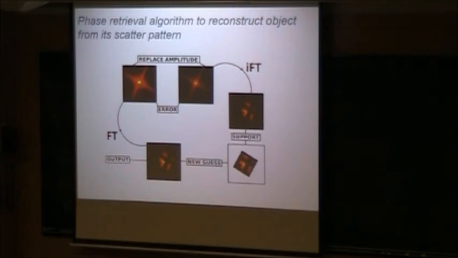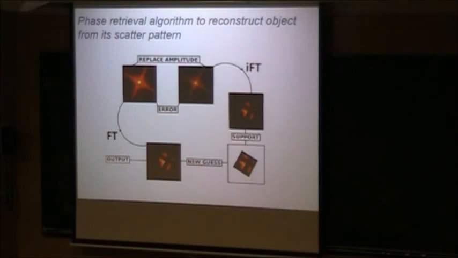This is just a little diagram of how our phase retrieval algorithm works. We start right here, with the scatter pattern on the detector. We don't know the phase, but we take a random guess at the very beginning. We apply a random guess, and then we Fourier transform into object space. In object space, the first time we go around, it's not going to look right at all.